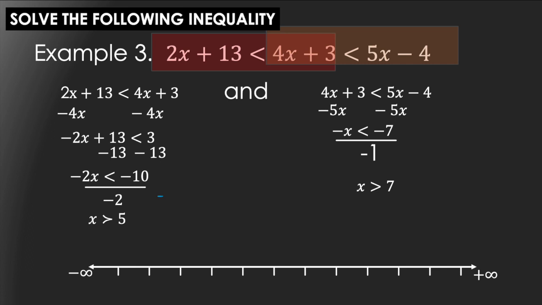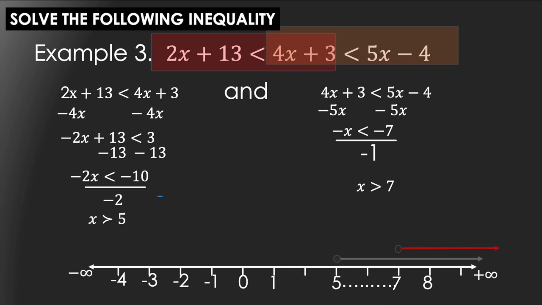Let's consider the first part of the solution, which is x > 5. Since 5 is not included, we use an open circle to mark 5 and then shade all the areas that are greater than 5. So that goes up to positive infinity. Next, let's graph x > 7. Again, start with an open circle to mark 7, since 7 is not included. Then shade all the values greater than 7, and that goes to positive infinity again.